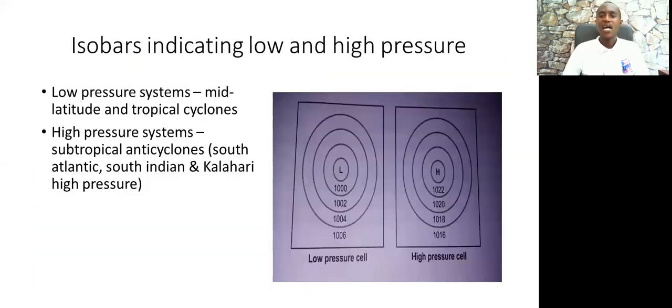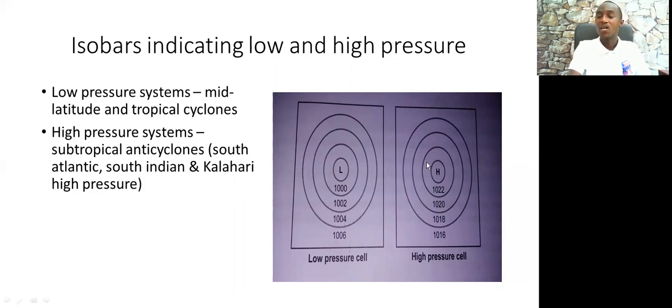Now, these are what we call isobars, indicating low and high pressure. So how do you tell the difference in the synoptic map between a high pressure system and a low pressure system? In a low pressure system, the pressure increases from the center. Remember, in a low pressure system the pressure is lower than the surrounding air pressure. So you find that the air pressure increases from the center.